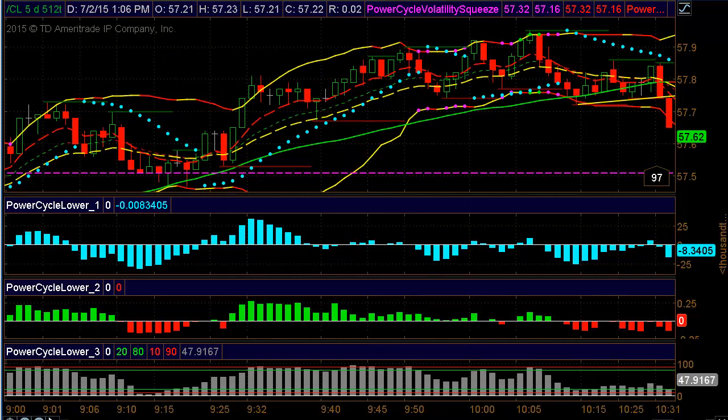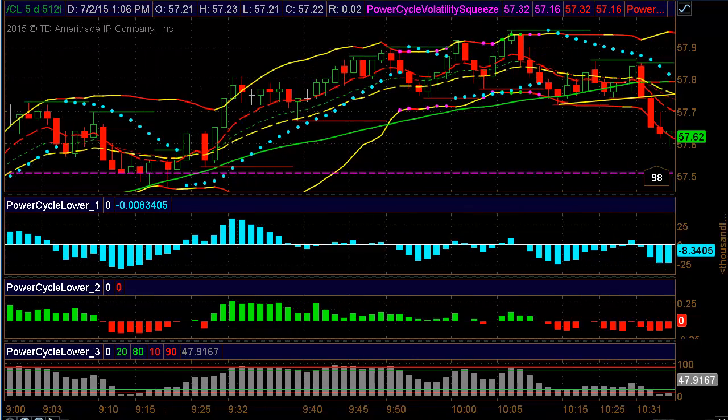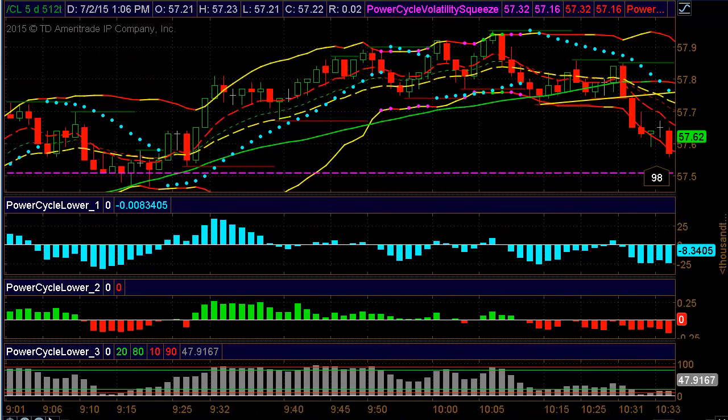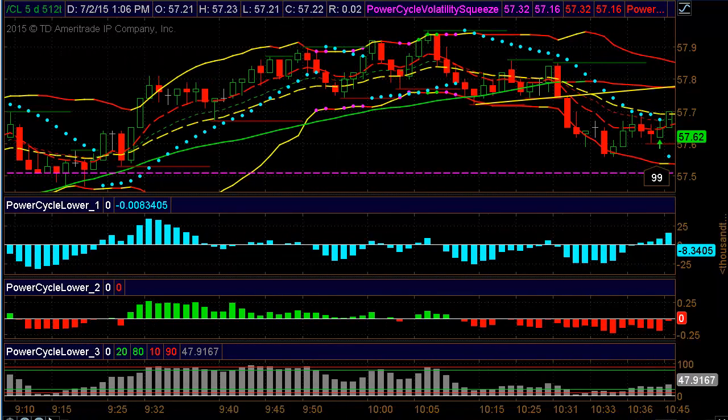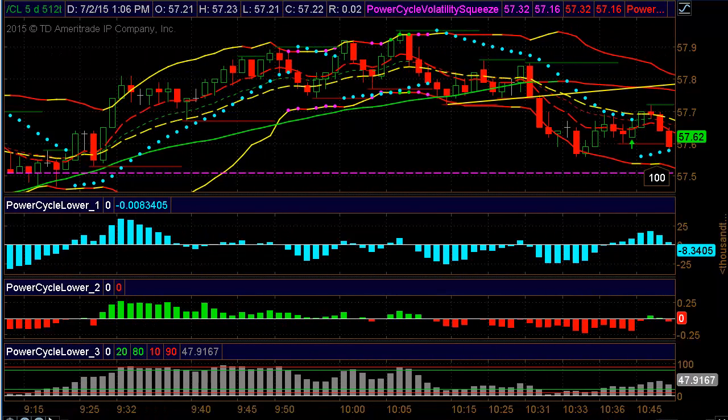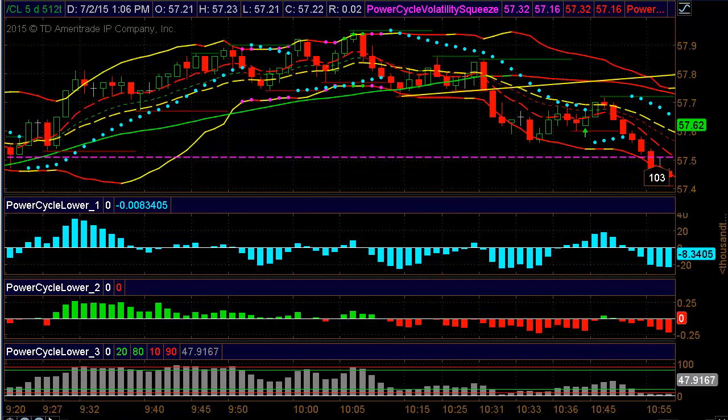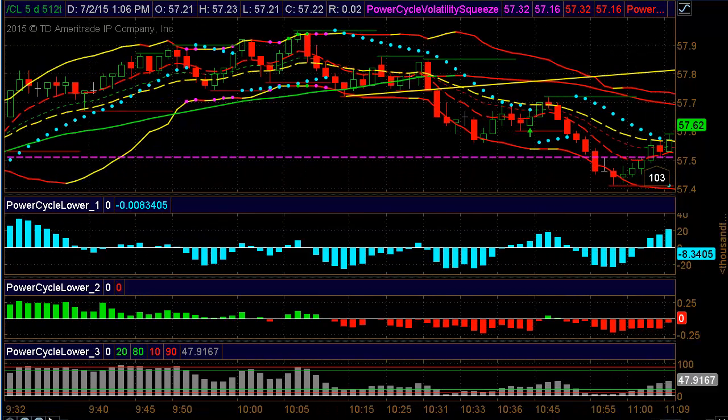So boom, trend line breaks. You can see the momentum starting to really gain steam. And it just continues down for a nice breakdown. So that's a really great way to establish intraday trades.